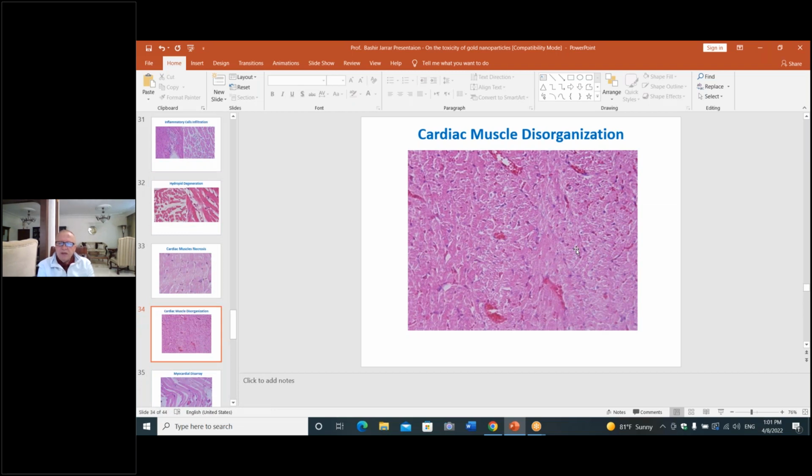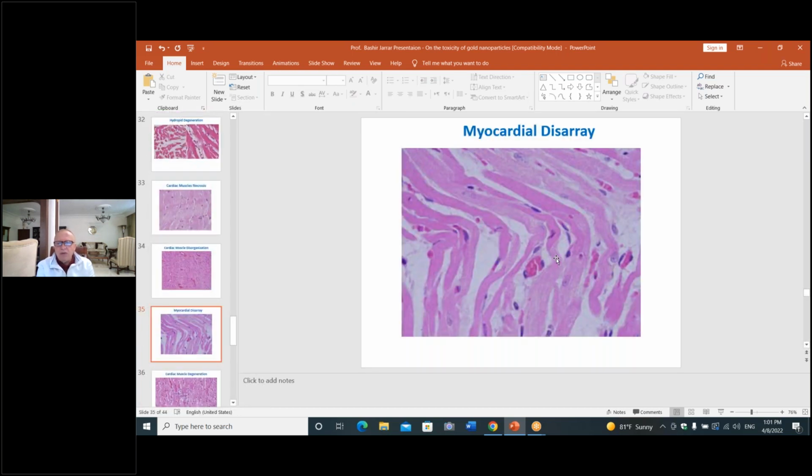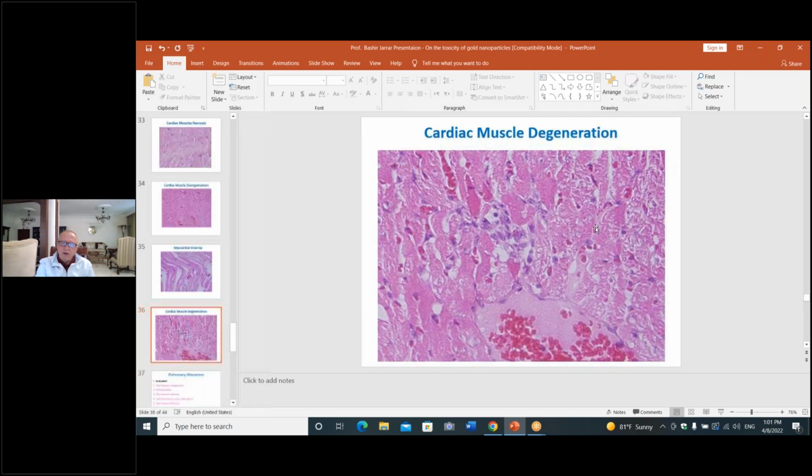Here we have this organization of the muscle fibers, and here we have this array. As you see, these are the muscle fibers. Now this is what we call the myocardial array. This is not normal, of course, and this will affect the function of the heart.